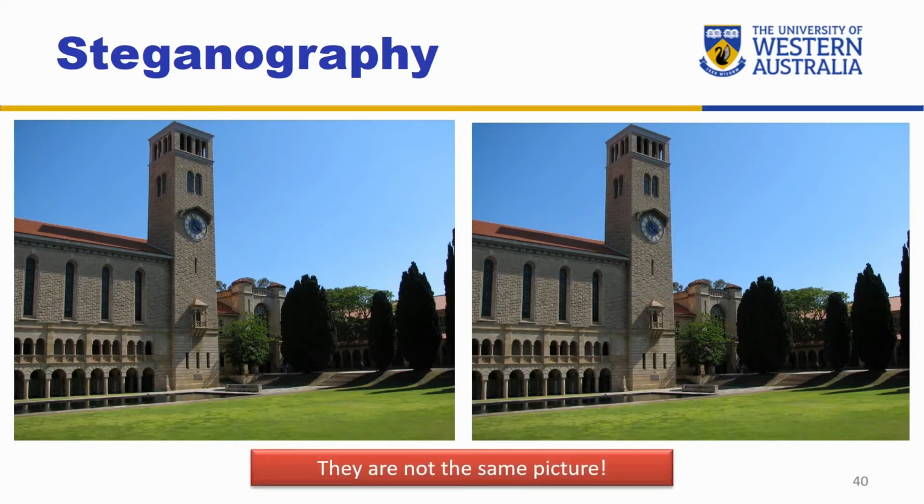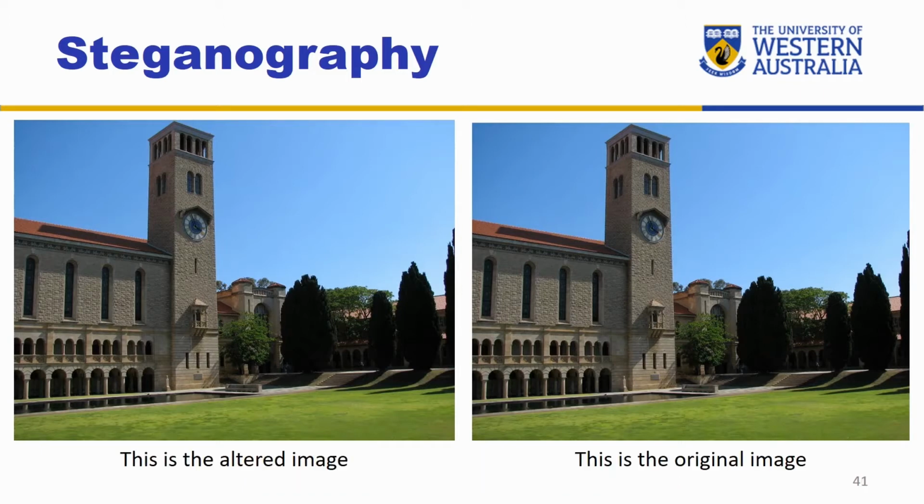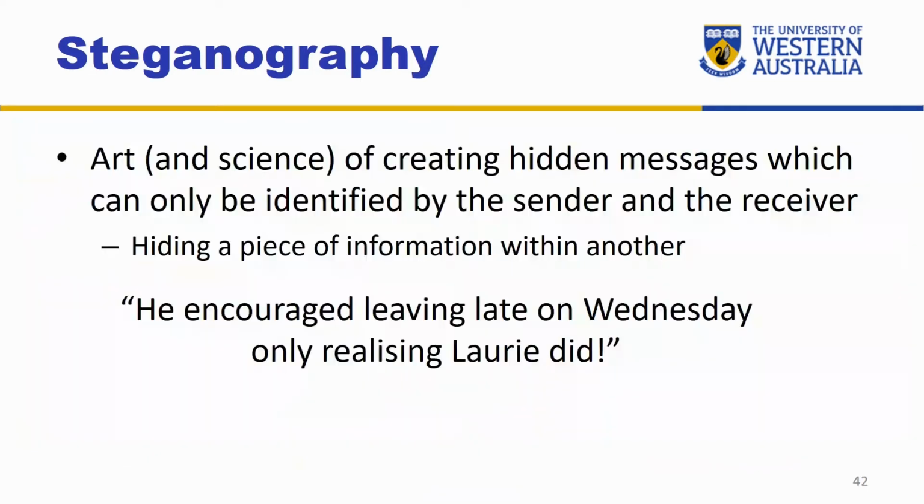But when we look in detail at what kind of pixel information they have, those two images are not the same picture. The one on the left is the altered image, and the one on the right is the original image. So what is so different about that? Well, the one on the left contains some secret information within the image itself, whereas the original image on the right-hand side is just an image. We'll have a look at the demo quite shortly.